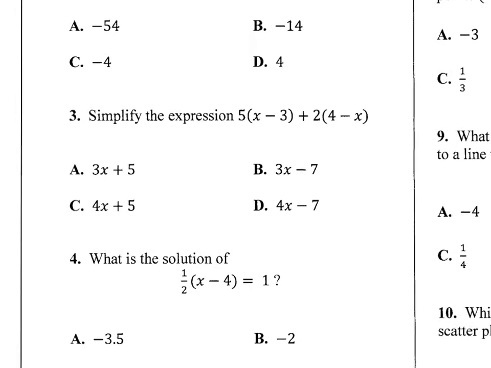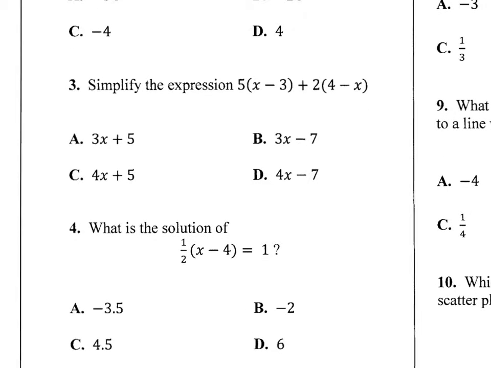On number 3, again, now you're simplifying. I want to make sure to remind you to distribute this 5 and multiply the 2 as well, and then combine like terms. And being multiple choice, that's kind of nice. So if you're not getting any of those answers, you know you did something wrong.